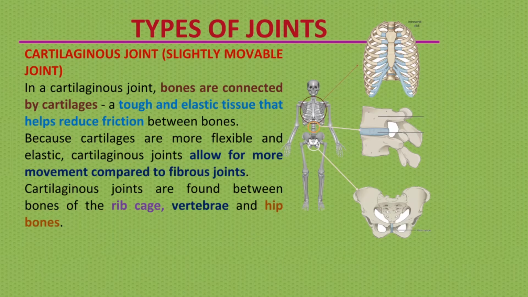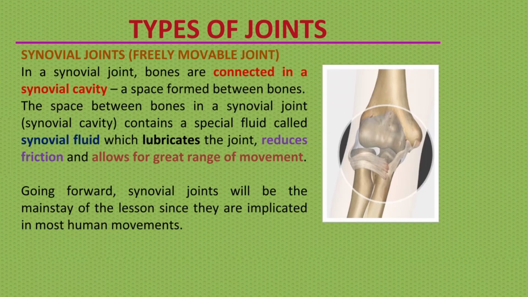Common examples of cartilaginous joints are the joint between the hip bones, as well as the joint found between the bones of the vertebral column. And finally, another common example of a cartilaginous joint is the joint found between the bones of the ribs and the sternum. Next, we'll talk about synovial joints.